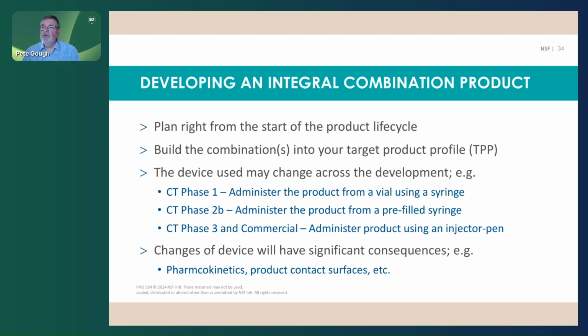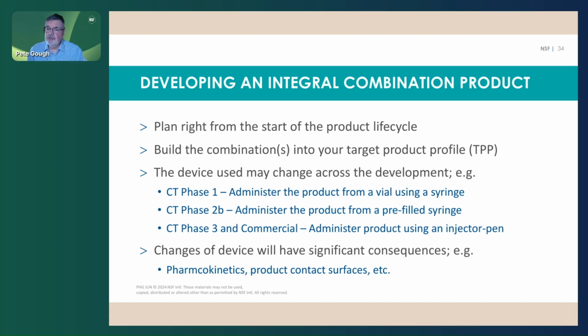For instance, you might have a product that is administered as an intramuscular injection. Now, at phase 1 in the clinical trial process, where you have a very small number of patients, probably 10 or less patients, you're likely to have that administered. The product will be packaged in a vial, and that will probably be administered using a completely separate syringe. And therefore, you've got then a one drug device combination.